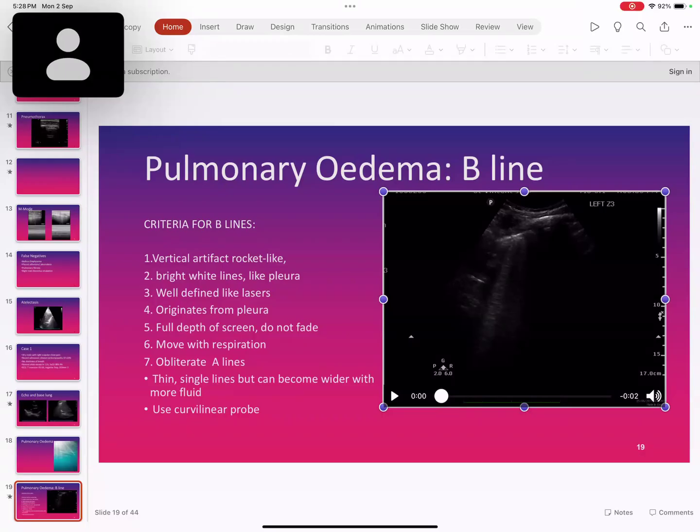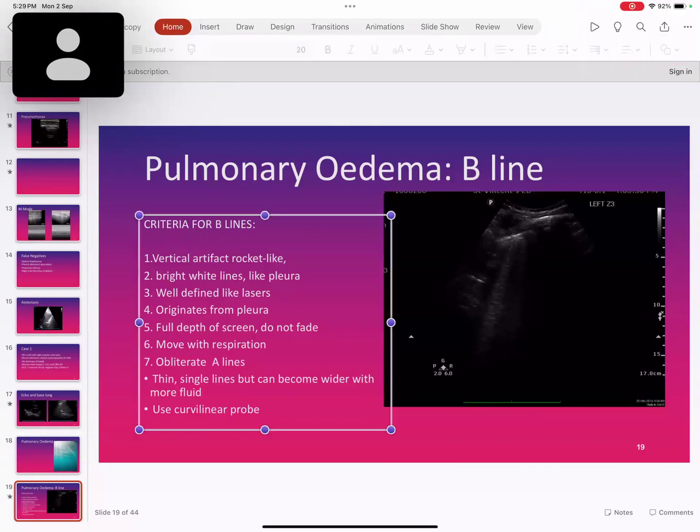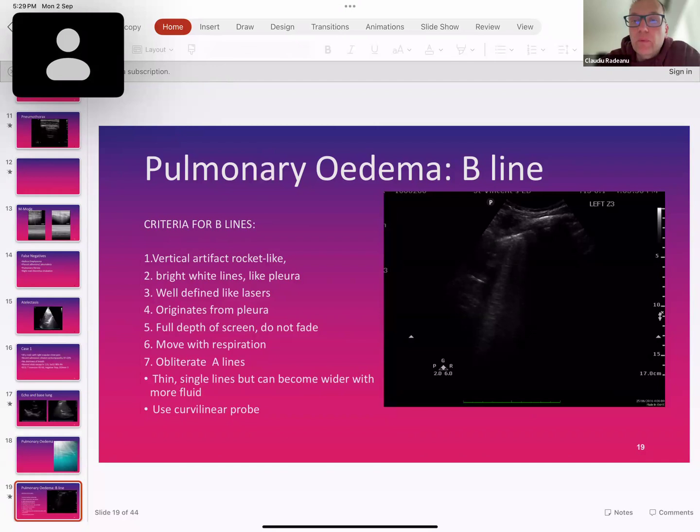All right, thank you. Okay. You can use the cardiac probe if you're familiar with it, or if you're using the cardiac probe, you can use that one as well. Okay. But to make sure that you diagnose the B-line, I would recommend you to use the curvilinear one. All right. Thank you. Okay, no problem. All right, good.